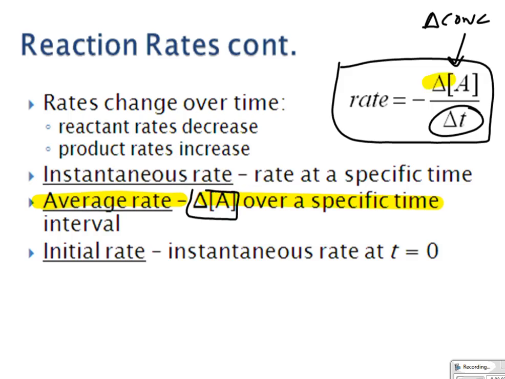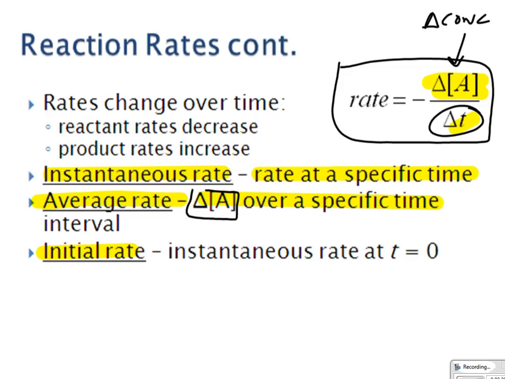So whenever we calculate the rate of a reaction, we calculate the change in concentration over the change in time. The instantaneous rate of a reaction is a rate of a reaction at a specific second. Instagram is a picture of 1 second of your life. Instantaneous rate is a snapshot of a rate of a reaction at a specific time. Initial rate corresponds to, at time zero, what the rate of the reaction is.